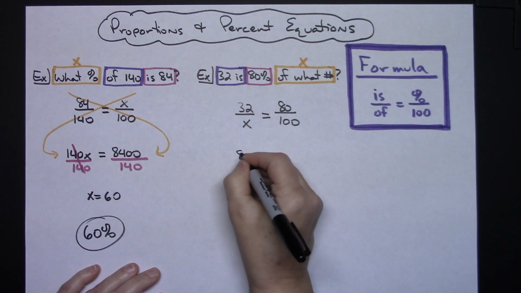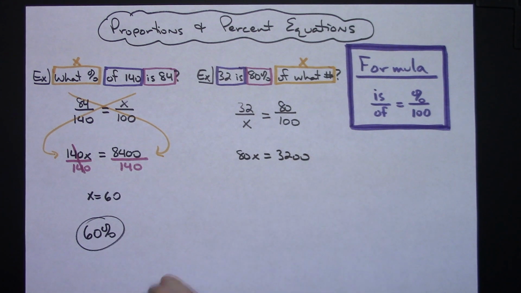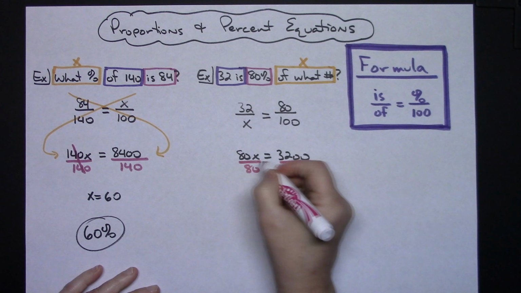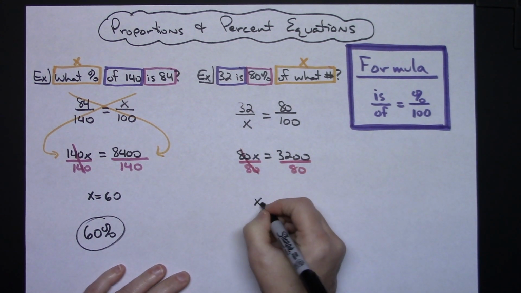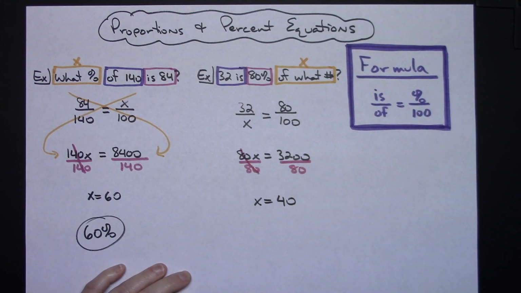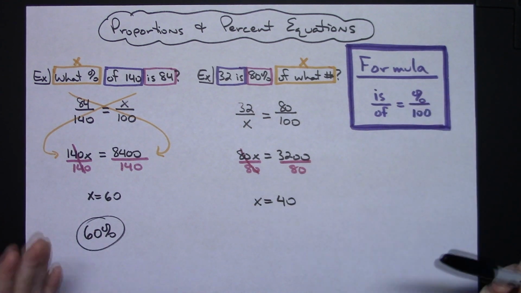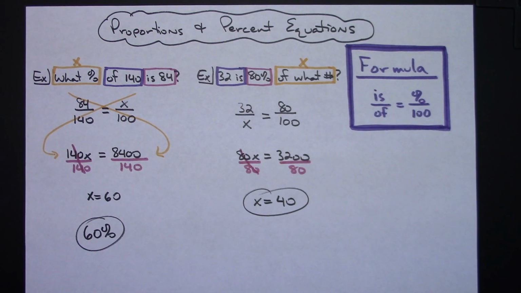80 times x is going to be 80x. 32 times 100 is going to be 3200. And then you're going to choose to divide both sides by 80. And again, either divide it out by hand or use a calculator, and you're going to get x equals 40. Now on this one, it's asking for of what number. It is not asking for a percent, so I do not have to add a percent sign. All I have to do is just stop right there. That's the number that I'm looking for. So this is definitely just one way to solve these types of percent equations, which is to use a proportion.